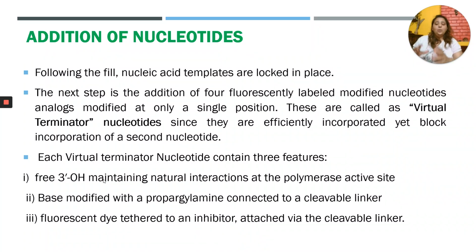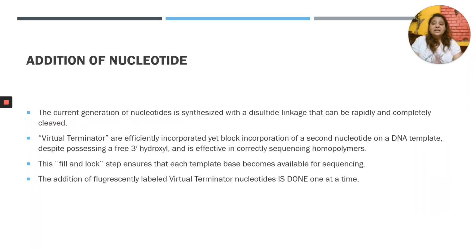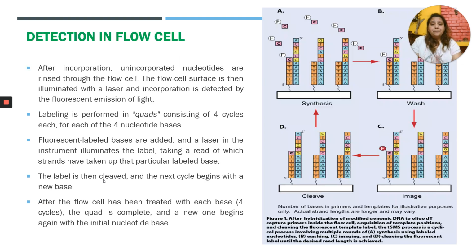Now, once you have loaded the library, the next step is to add the nucleotides. So you generally add 4 nucleotides, that is A, T, C, G, to the sequencing chamber. And once you add the ACTG to the sequencing chamber, this is how the whole, now I'm talking about sequencing. So this is how the process of sequencing takes place.